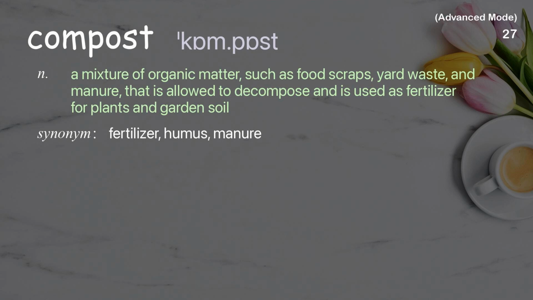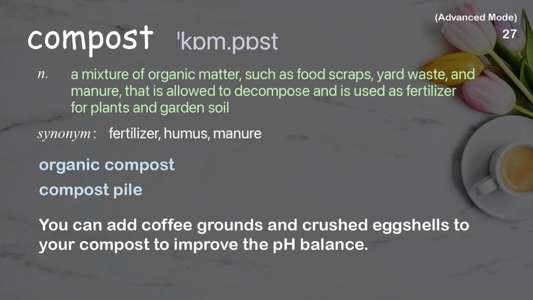Compost. A mixture of organic matter, such as food scraps, yard waste, and manure, that is allowed to decompose and is used as fertilizer for plants and garden soil. Examples: organic compost, compost pile. You can add coffee grounds and crushed eggshells to your compost to improve the pH balance.